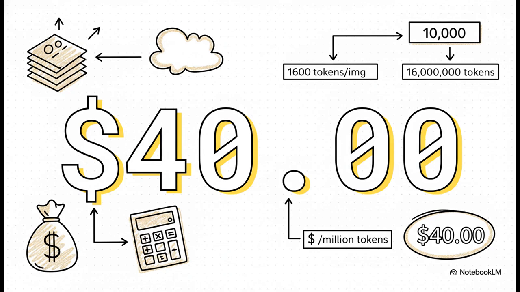All right, so for GPT-4o, here's how the math shakes out. We've got 10,000 images. Each one costs about 1,600 tokens just to send in. That's 16 million input tokens total. At their rate of $2.50 per million tokens, our bill comes out to $40. Simple as that. It's just a direct cost for how much data we threw at it.